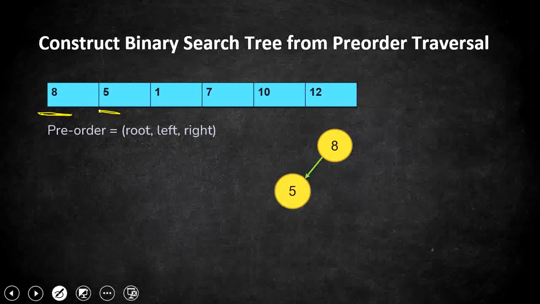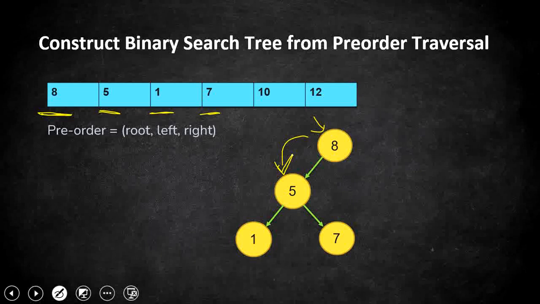Then comes 1. 1 is again lesser than 8, so it starts from the root node and travels to the left node. Here the left node is 5, which is greater than 1, which means 1 should go towards the left side of 5. Then comes the next element, 7. 7 is less than 8, so it goes to the left side of our binary tree, but on the left side the first child is 5. 7 is greater than 5, so 7 should go towards the right side of 5.